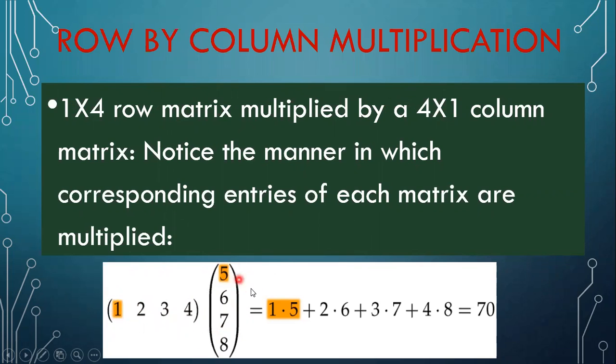We multiply 1 with 5, that is 1 times 5. And then we add to what we get when we multiply 2 with 6. We also add what we get when we multiply 3 times 7 and then 4 times 8. So finally we are adding up all these entries, 1 times 5 plus 2 times 6 plus 3 times 7 plus 4 times 8, to give us 70 as the answer. The answer here is also a matrix, in this case a 1 by 1 matrix, only that we forgot to put these brackets, but I have put them there now.